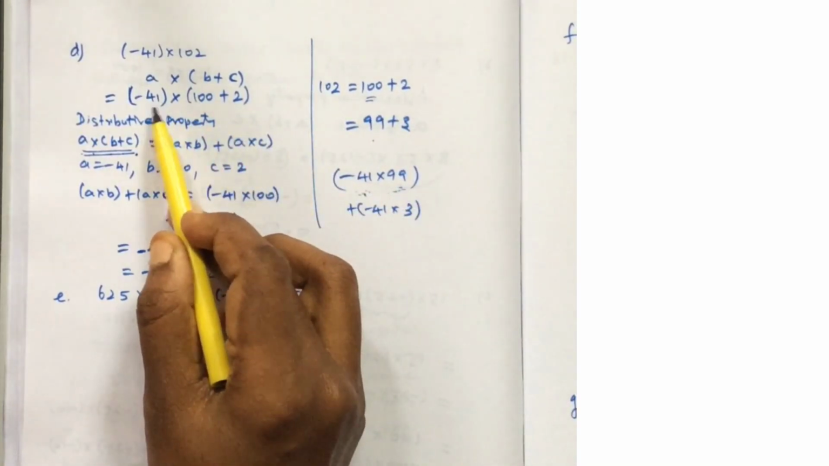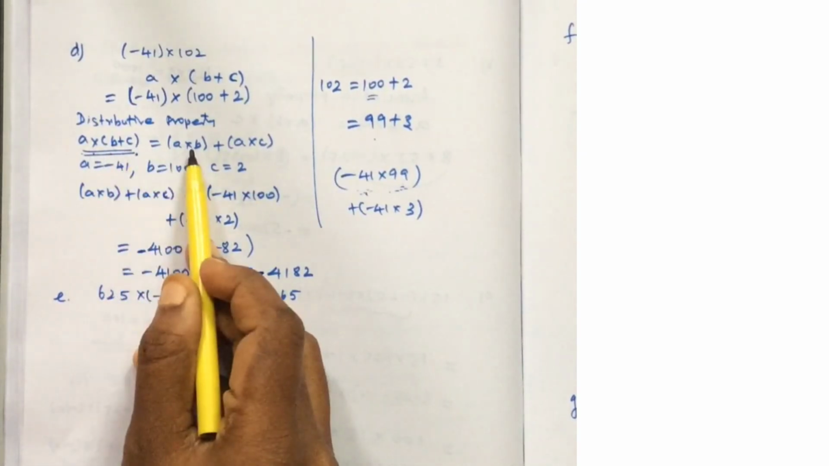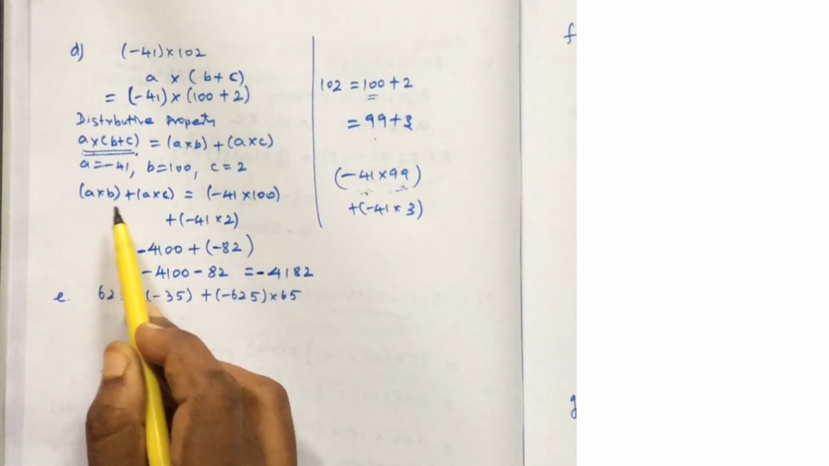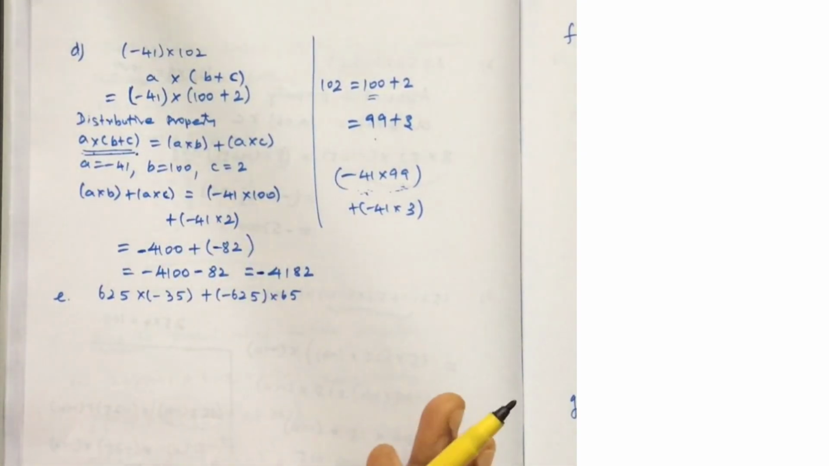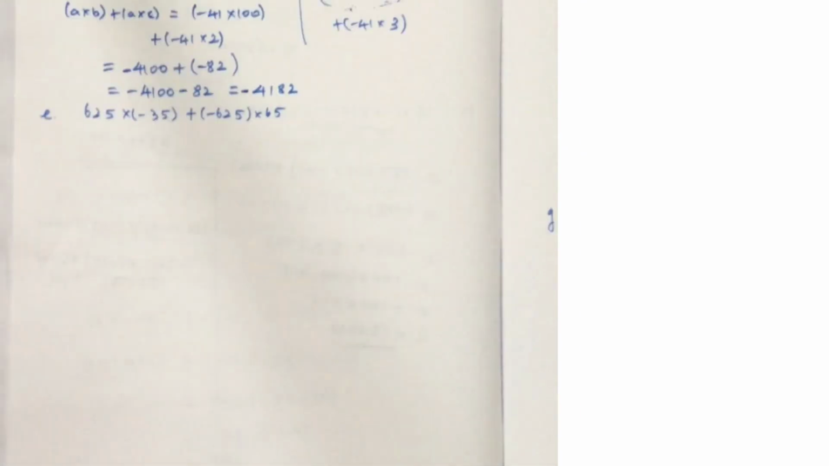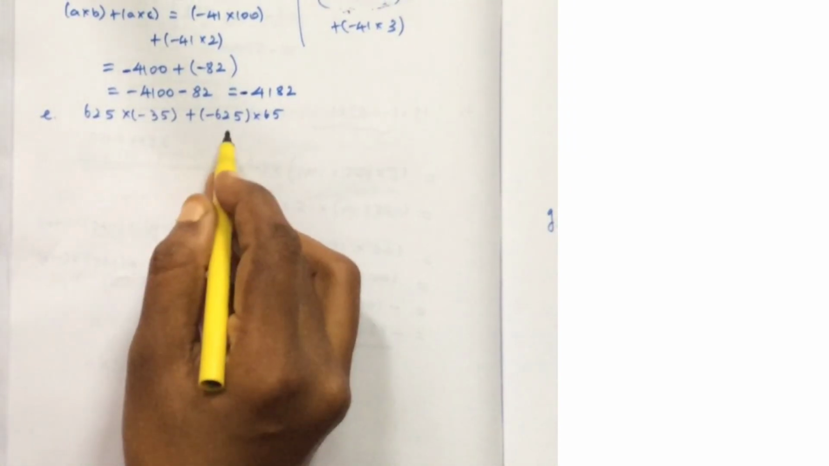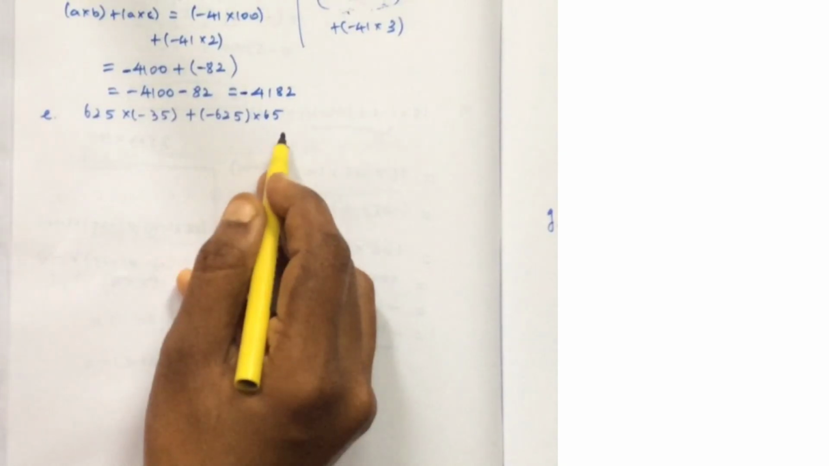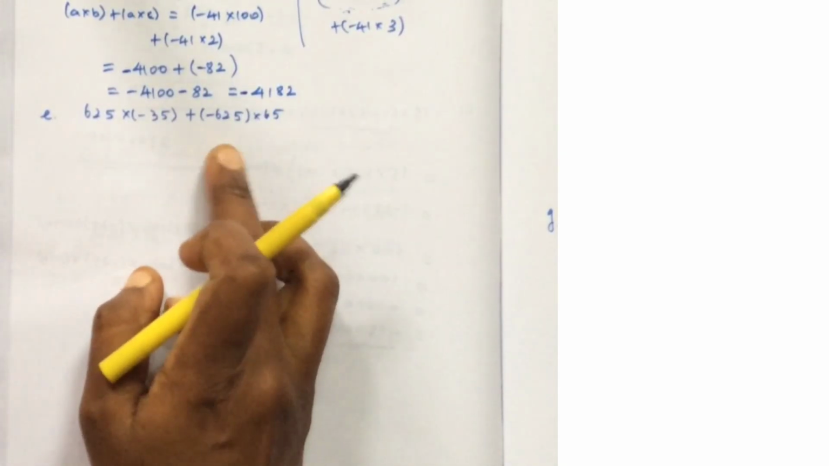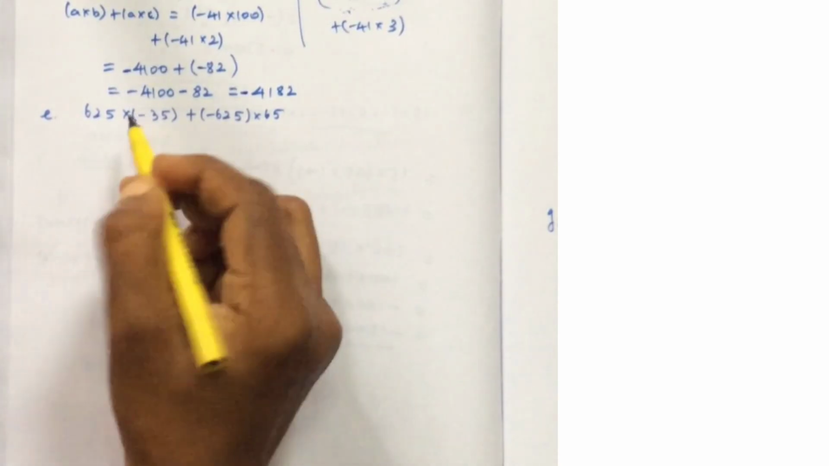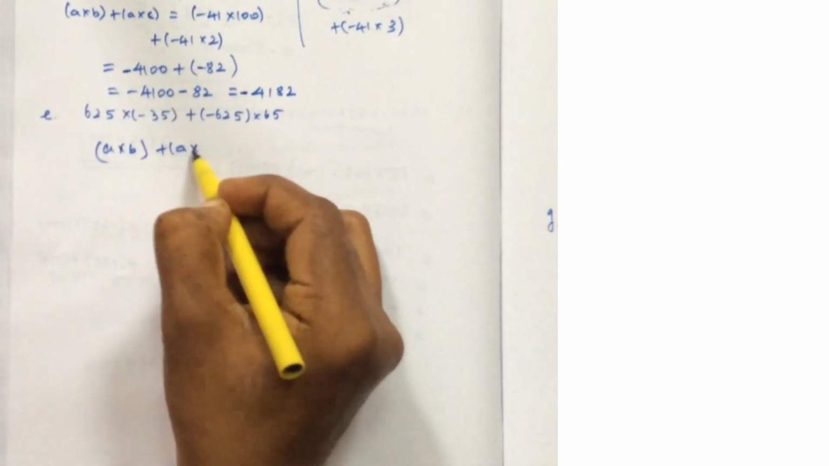So 102 we can write as 100 plus 2 here. So here it is a multiplied by b plus c. By distributive property I am writing it as a multiplied by b plus a multiplied by c. Substituting a, b and c, you can solve this. Okay, next problem is 625 multiplied by minus 35 plus minus 625 multiplied by 65. You can see it is in the form of a multiplied by b plus a multiplied by c.